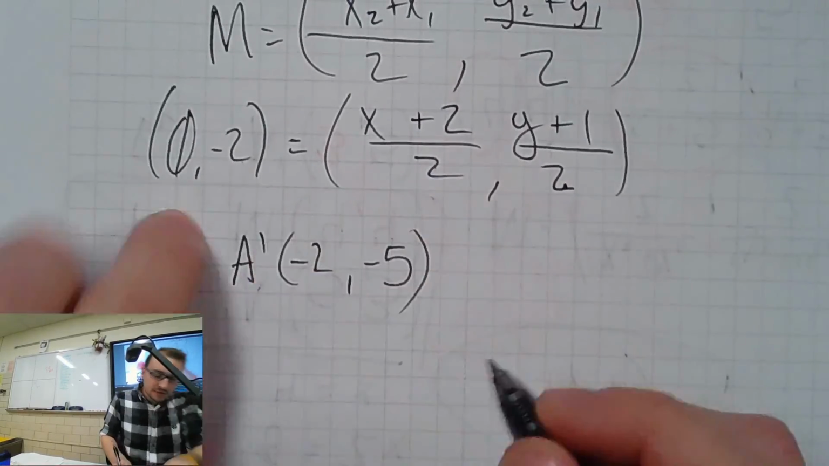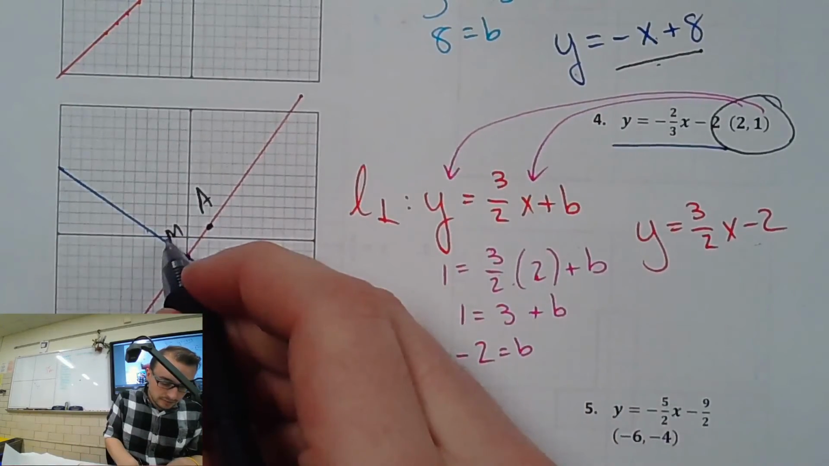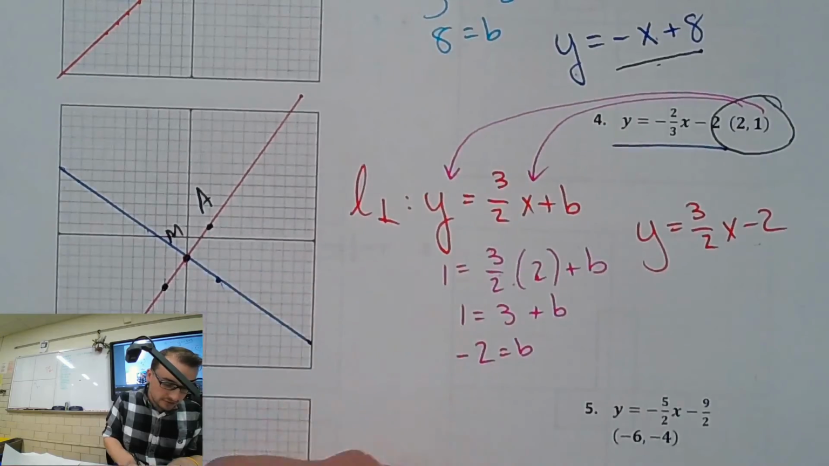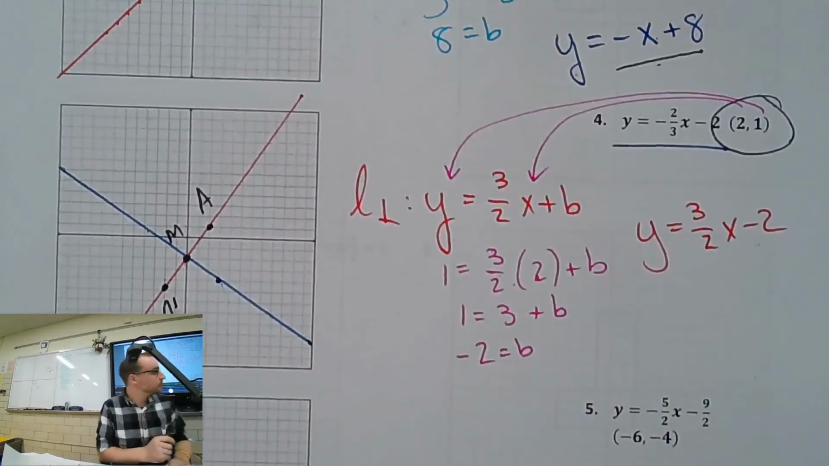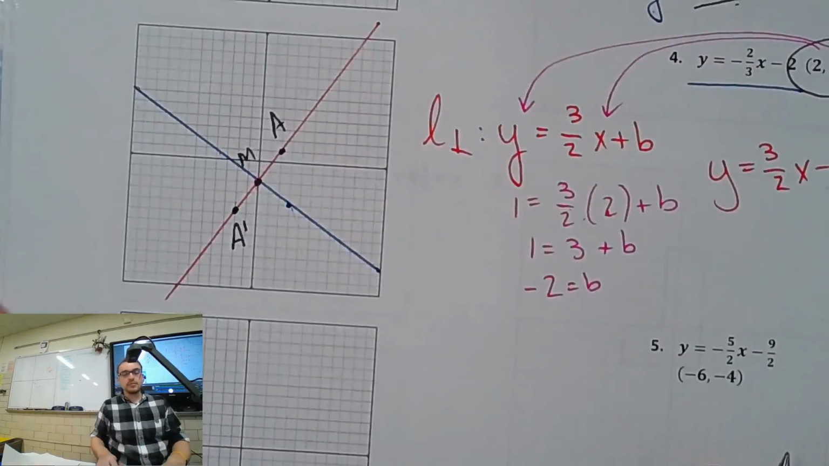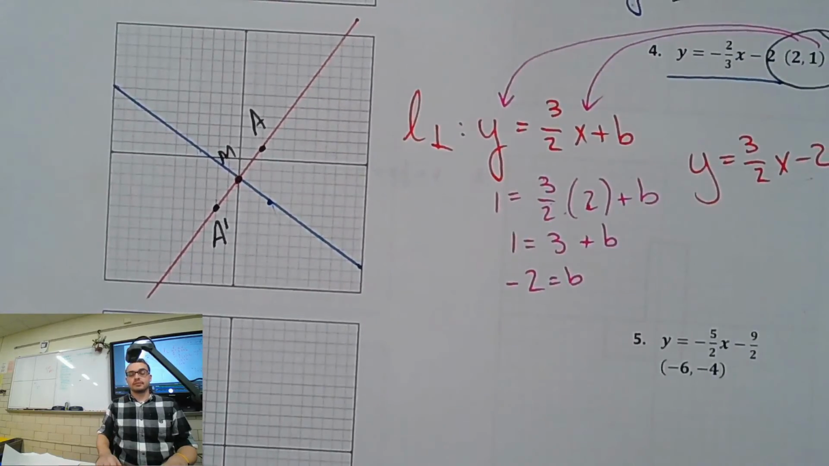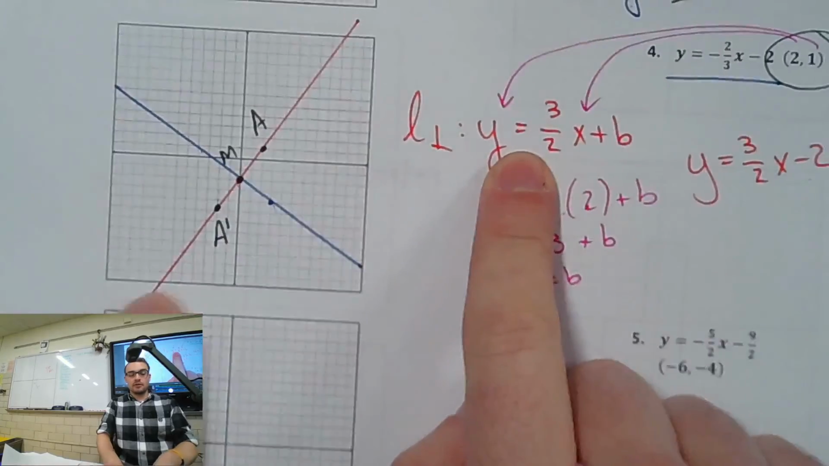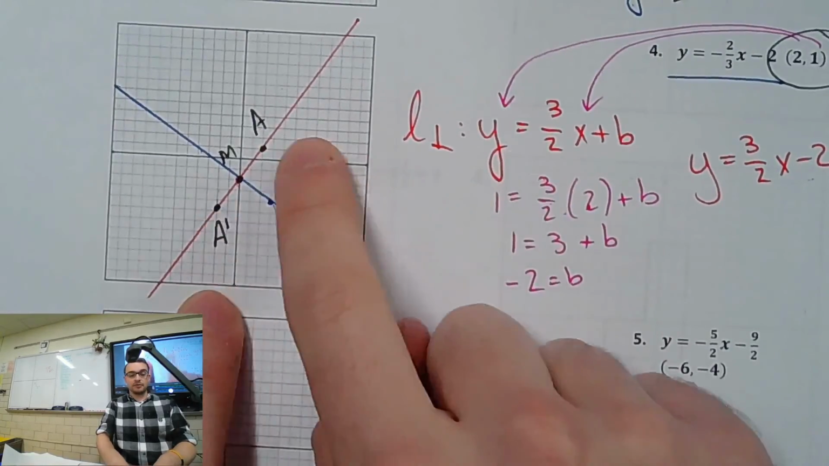Here's where A prime is. Negative 2, negative 5. 1, 2, 3, 4, 5. A prime. What did we do? We graphed the original line. We found the perpendicular line. We found where they intersected, and then we flipped it using midpoint.